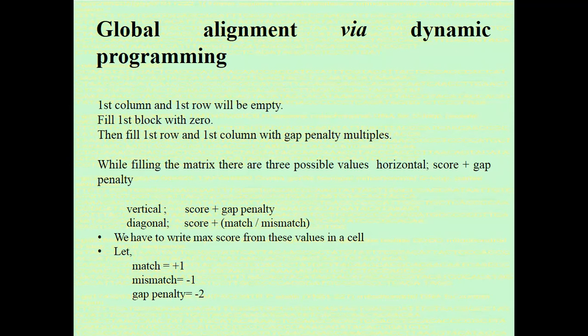While filling the matrix, there are three possible values: from the horizontal score, from the vertical score, or from a match or mismatch. Here we have the vertical score plus the gap penalty. If we move in the vertical or horizontal direction, we have to add the gap score to the given score. However, if there is a match or a mismatch, then we have to move diagonally. We will look at that in detail in the next slide.